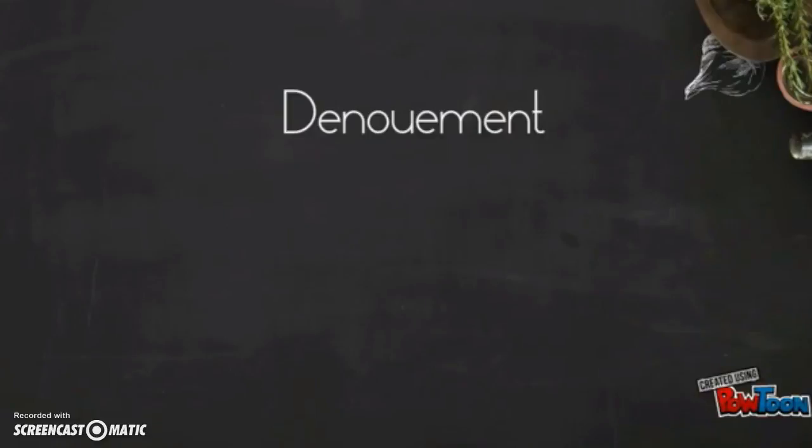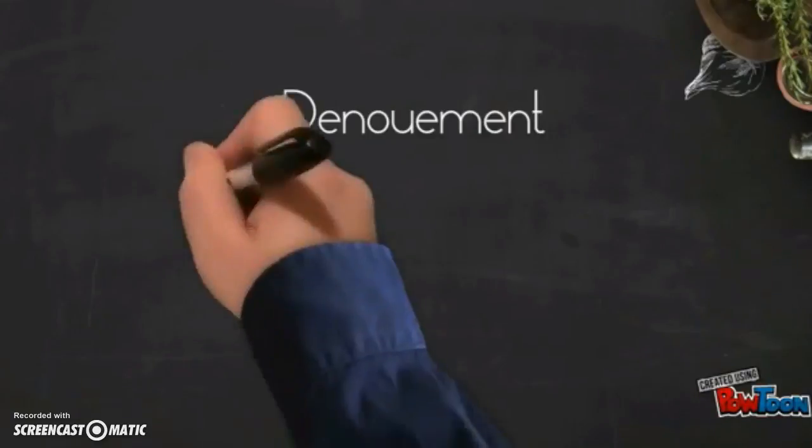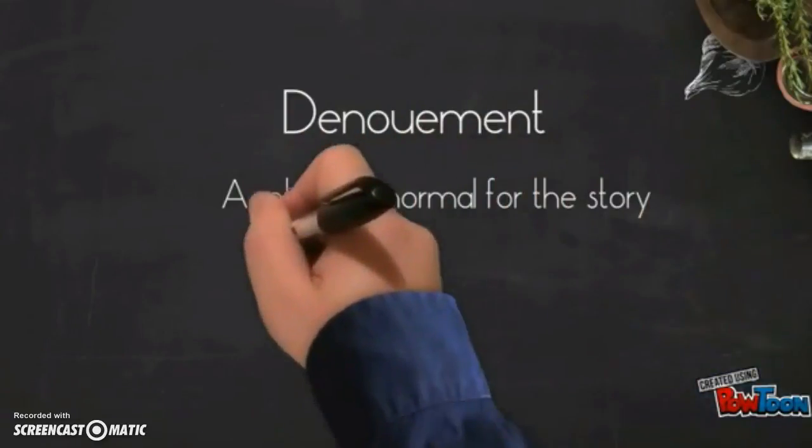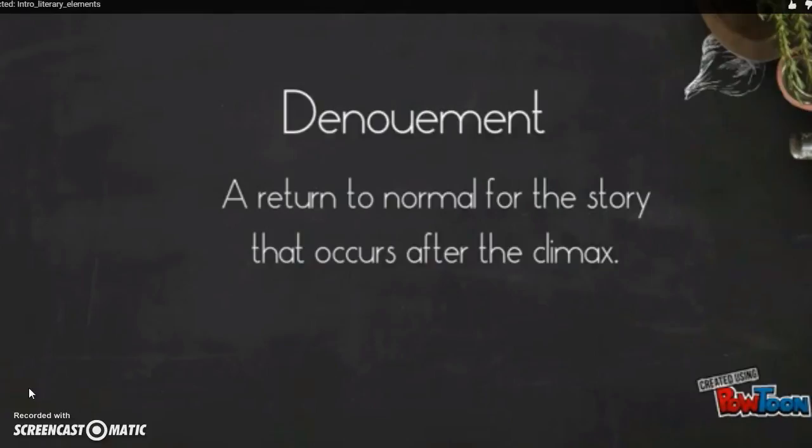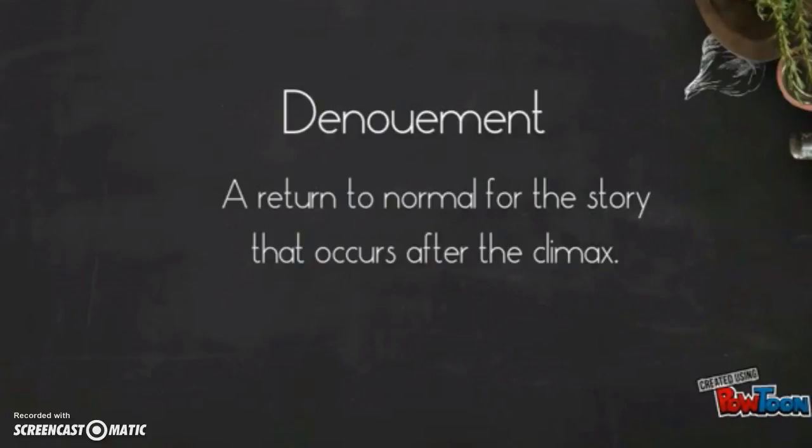Alright, the last literary element of the 9, denouement. So this is a return to normal for the story that occurs after the climax. We refer to this one as the falling action. It's a return to normal for the story.